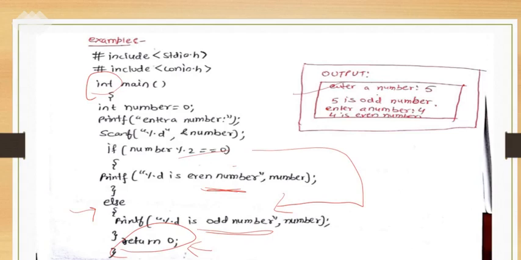So it will show the output as "Enter a number". It will show a message here, and you have to enter the number. I have entered 5 here. So it will print "5 is the odd number". If you execute the same program again, it will take another number and show the message for it.